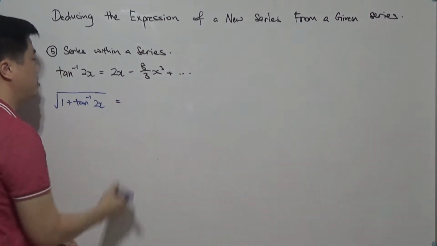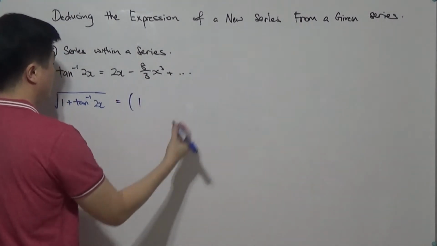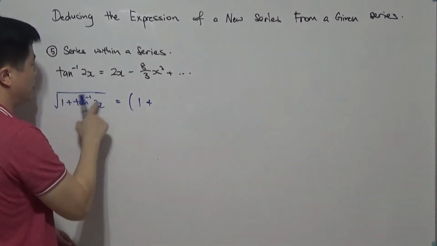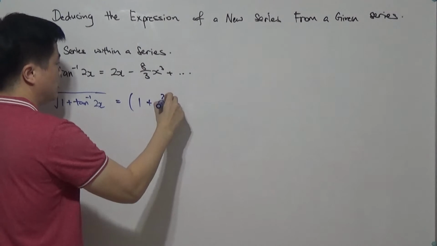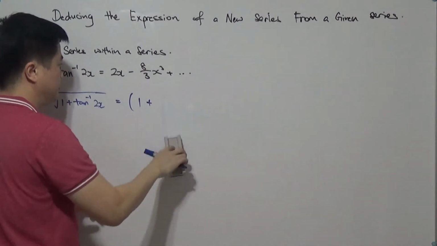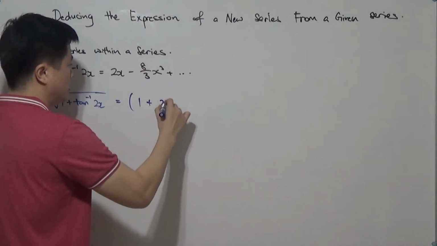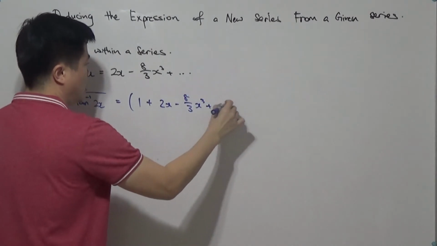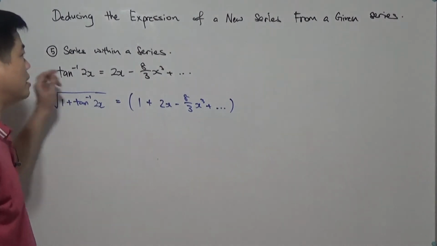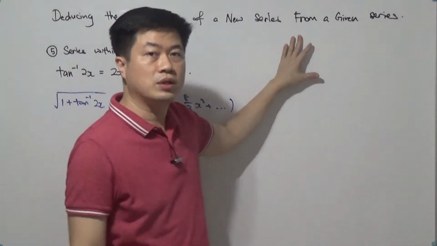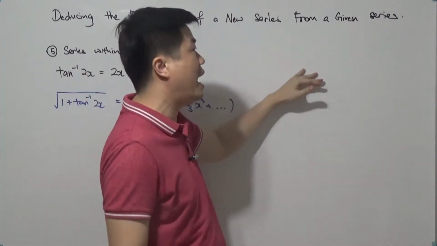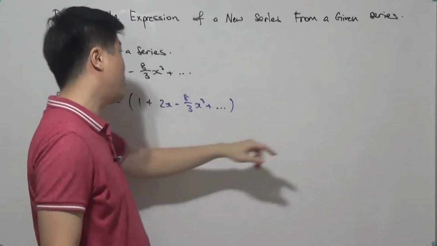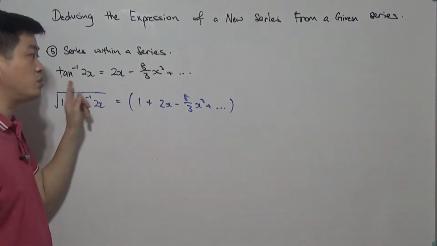So what we'll do with this is that we will write 1 plus, now we're going to replace the tan inverse 2x with this thing over here, which is 2x minus 8 over 3 x cubed plus ... Just like the one in number 3 that we've written over here where we talk about the trigonometry, the later part of the solving actually is a series within a series, like what we are going to do over here.